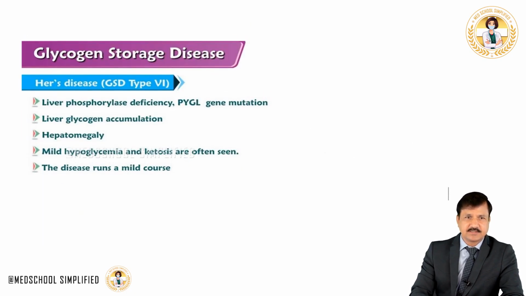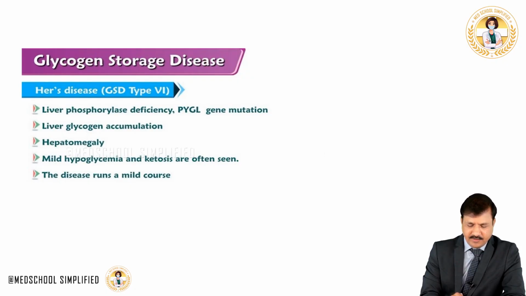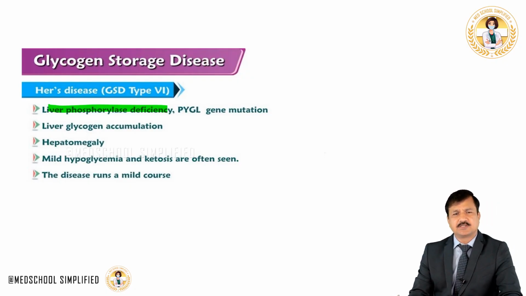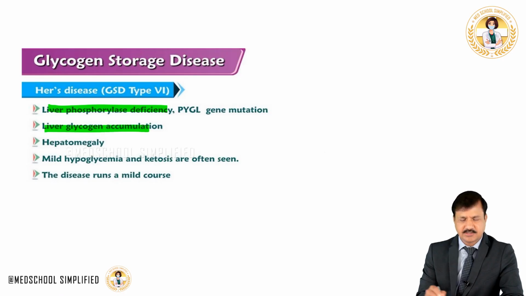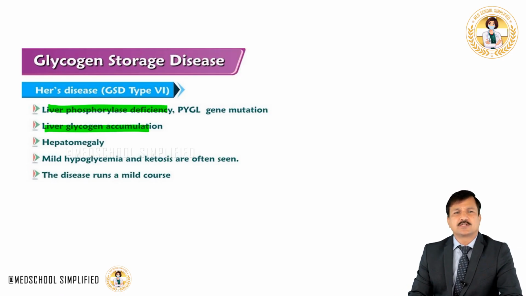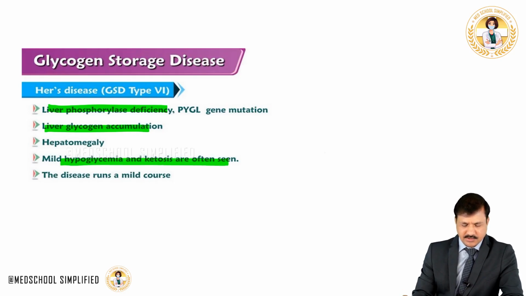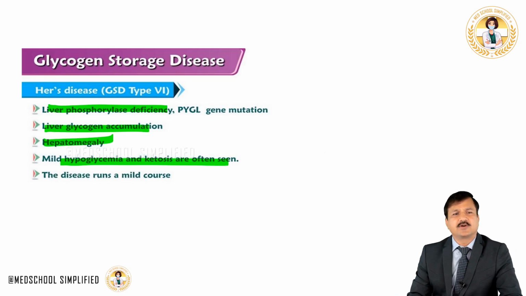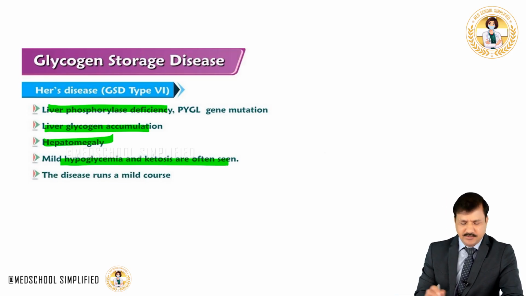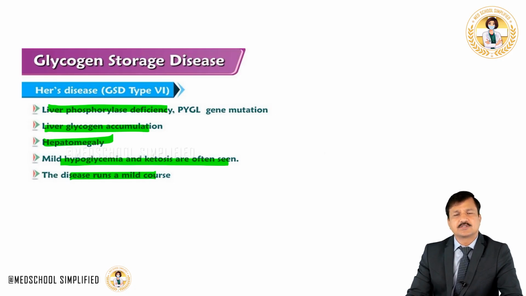Coming to Hers disease. Hers disease is because of liver glycogen phosphorylase enzyme deficiency because of PYGL gene mutation. Since liver glycogen phosphorylase enzyme is deficient, liver glycogen degradation is not going on sufficiently, and that gives rise to lack of glycogen breakdown, which causes hypoglycemia. Patient will show hypoglycemia and ketoacidosis, accumulation of glycogen in the liver giving rise to hepatomegaly, and usually this disease runs a mild course unlike other glycogen storage disorders.